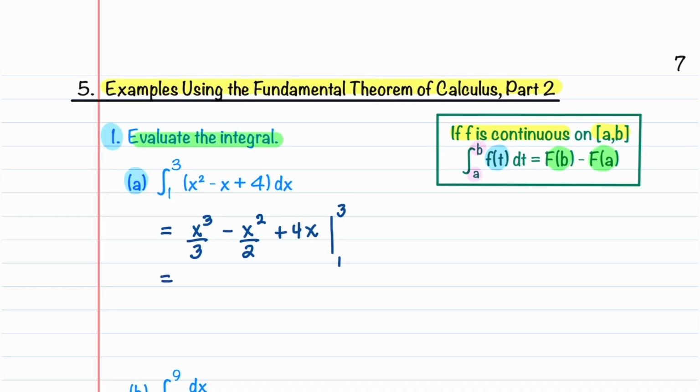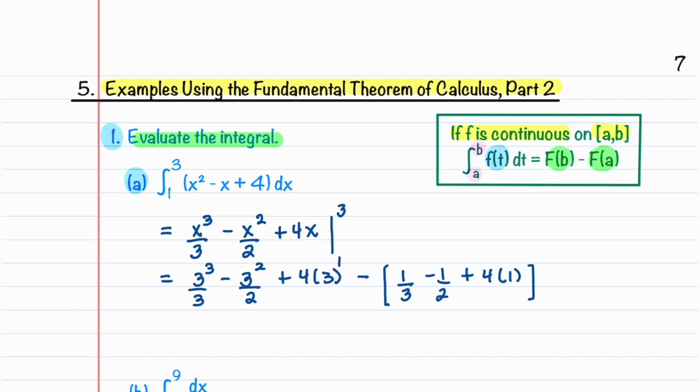What we do first is we let x be equal to 3. So this is 3 cubed over 3 minus 3 squared over 2 plus 4 times 3 minus, doing the same thing, but letting now x be equal to 1. So this is 1 over 3 minus 1 over 2 plus 4 times 1. The biggest mistake I see students make when doing this is to not distribute this negative to all three terms. That's why I like to write it like this first, because it helps to not forget that.